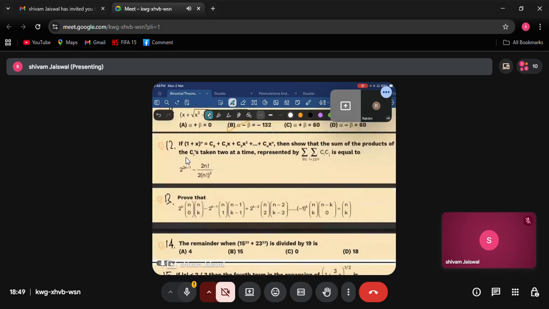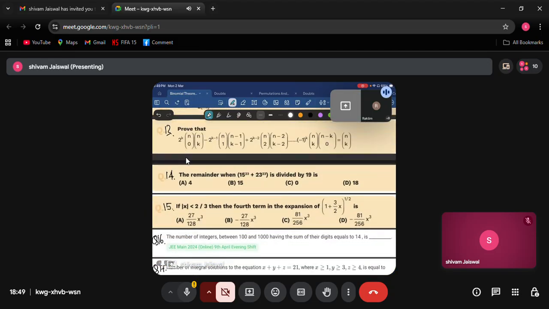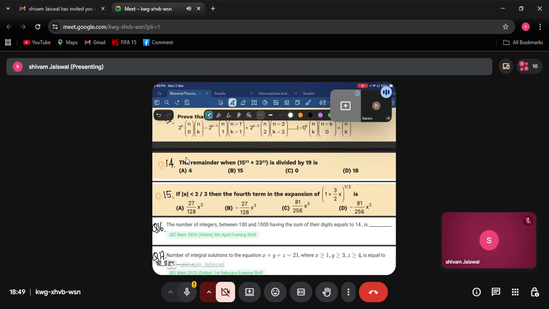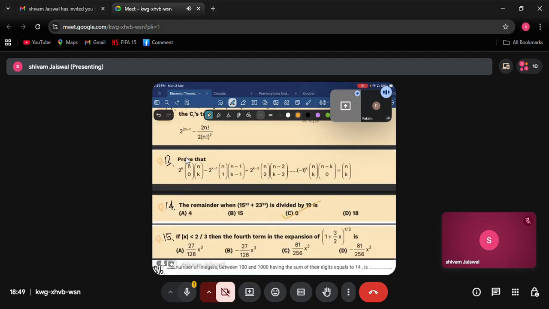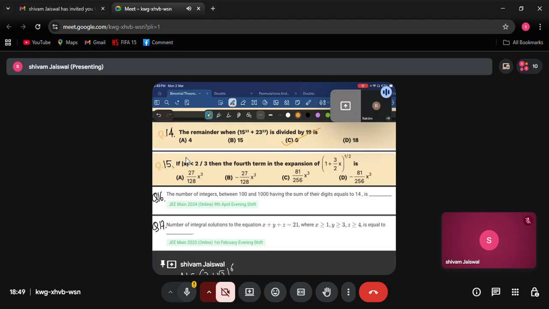Next. Number 12 is also a proof problem. 13 is also a proof problem. 14, answer is 0. Anyone having any doubt? 13, 12, 13, 14.